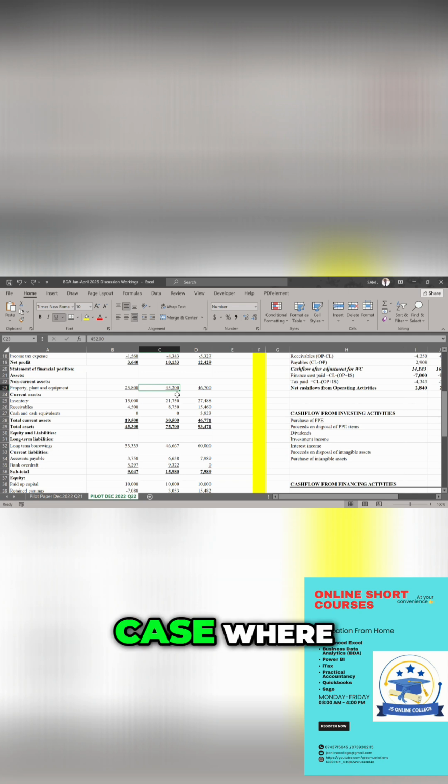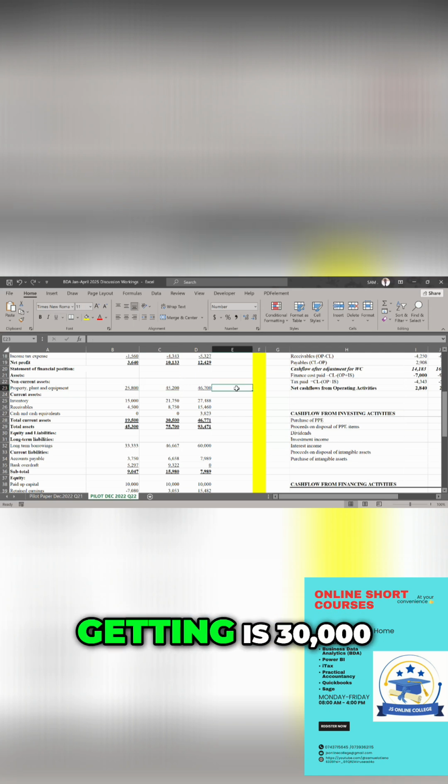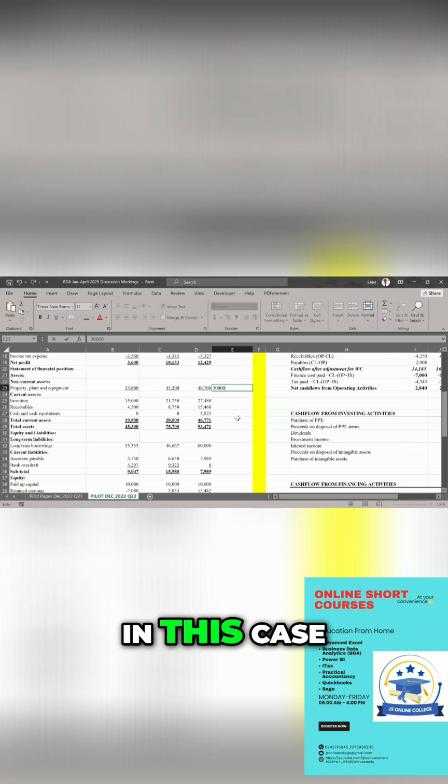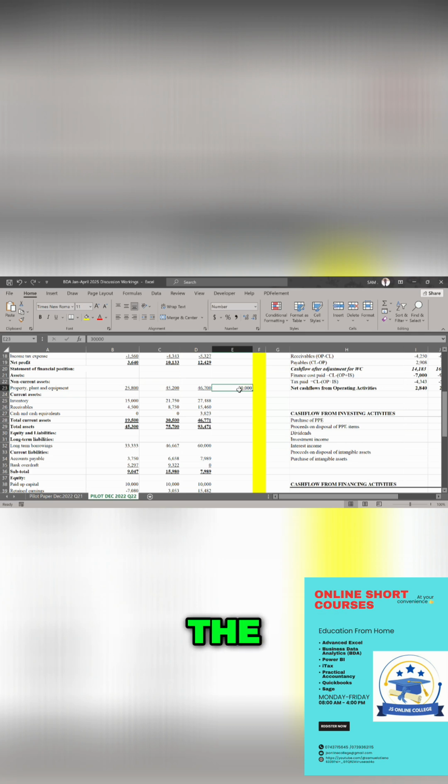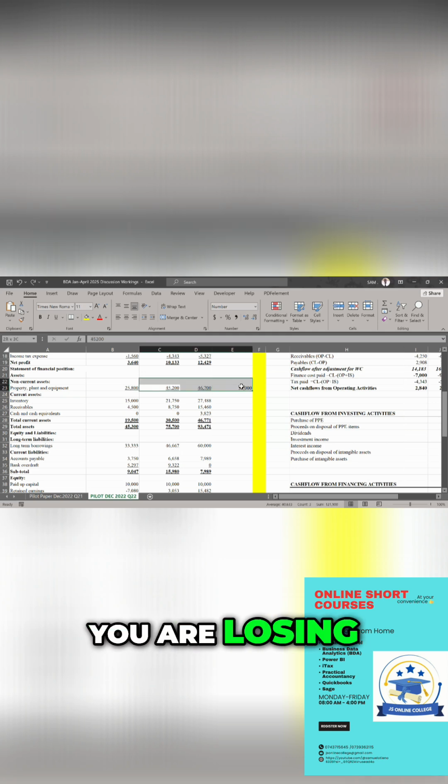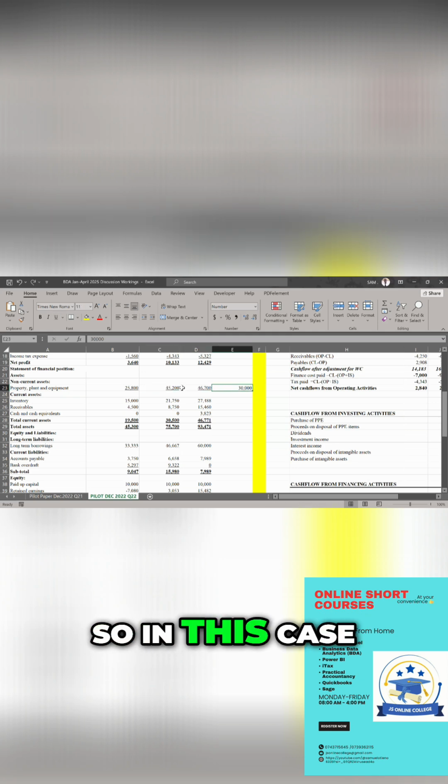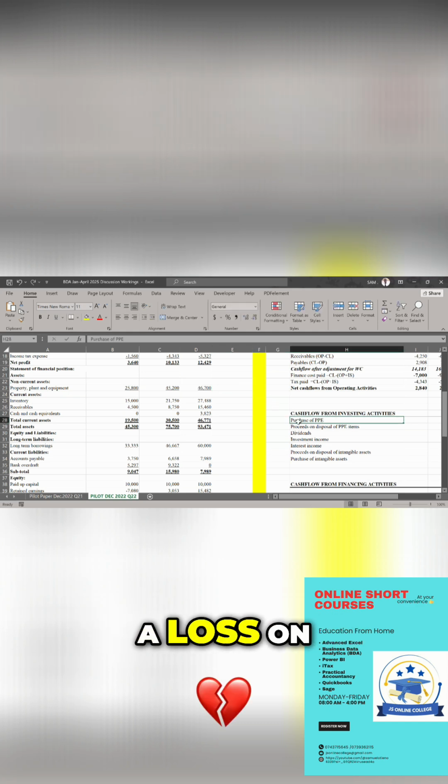But in a case where what you get is less than the net book value of that item, for example, if the net book value of the item was 45,200, but when you dispose it, what you are getting is 30,000. In this case, what you are getting from the sale is less compared to the value of this item in your books. So you are losing. You are selling at a lower value. So in this case, we say there is a loss on disposal. That's how you come up with a loss on disposal.